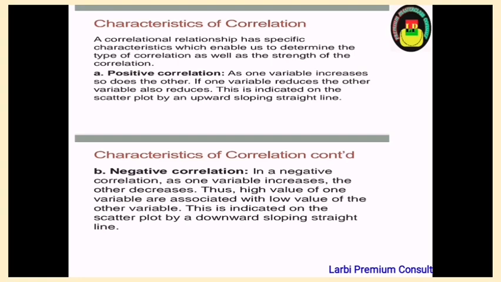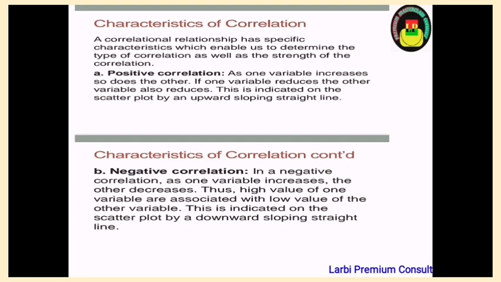So let's take note of that. A correlational relationship has specific characteristics which enable us to determine the type of correlation as well as the strength of the correlation. So once we're able to know that there is a correlation, it can also help us to know the strength, whether it is positive, negative, partial in positive or partial in negative, or there is no correlation. That's what we're going to look at in this.